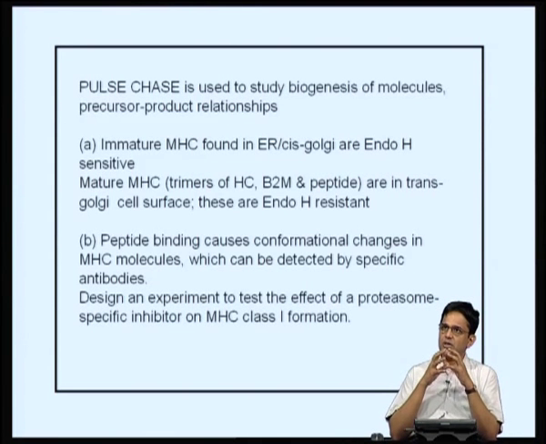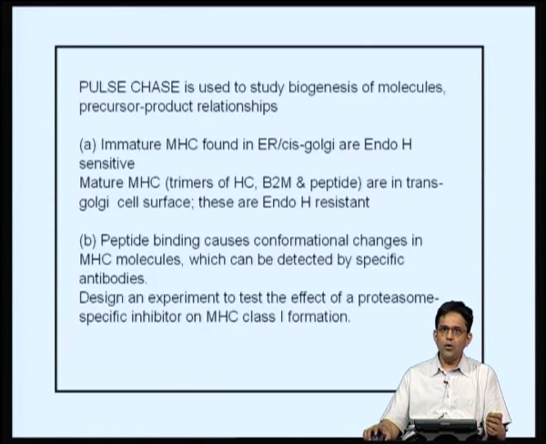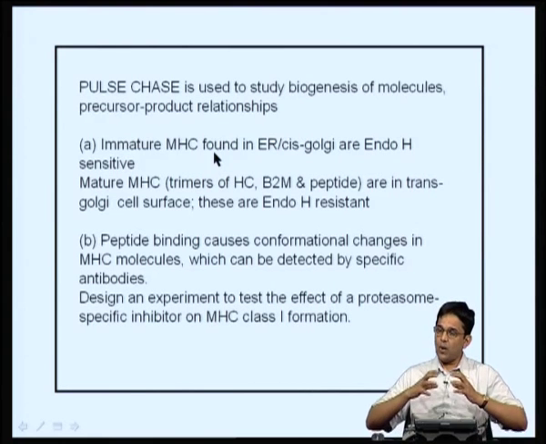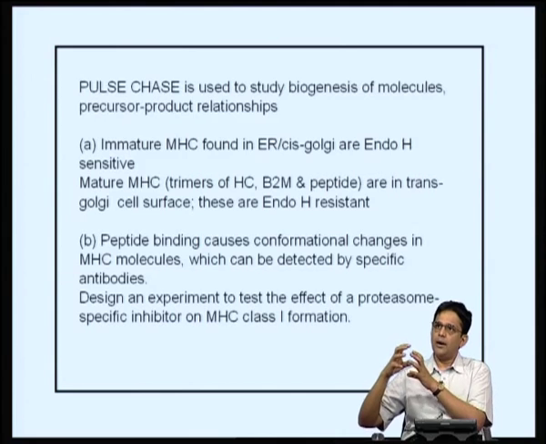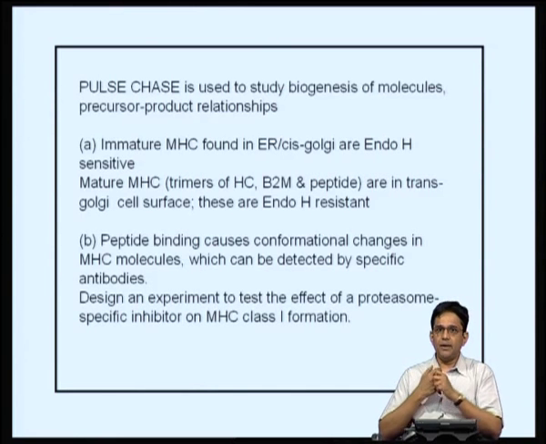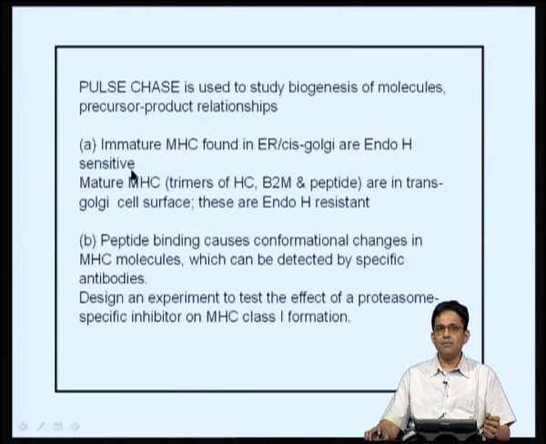And you can distinguish the immature class 1 from the mature class 1 by the sensitivity to endo-H, which is an enzyme. So, the endo-H sensitive MHC molecules are immature, whereas once they mature, once they have the sialic acids and all sorts of things put on the MHC class 1 molecules, then they become endo-H resistant. So, as a result of which you can distinguish the immature and the mature ones.